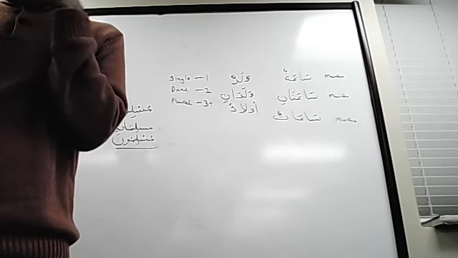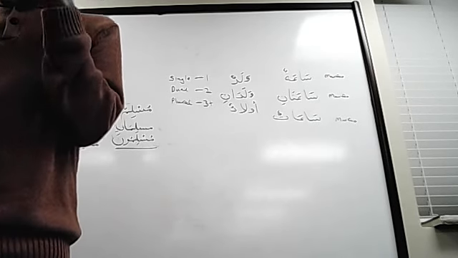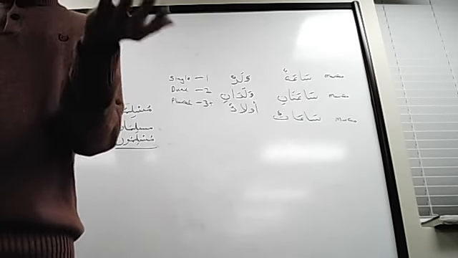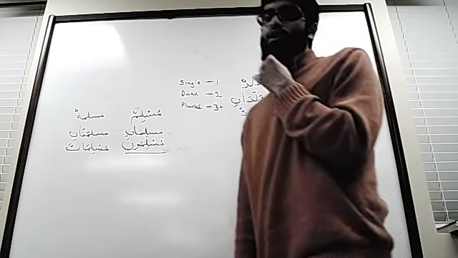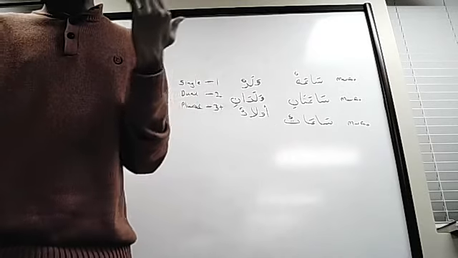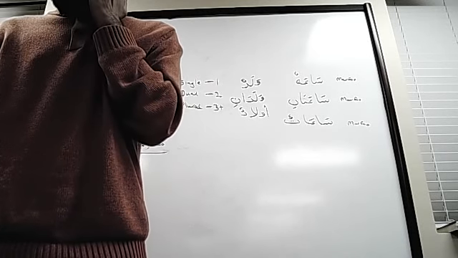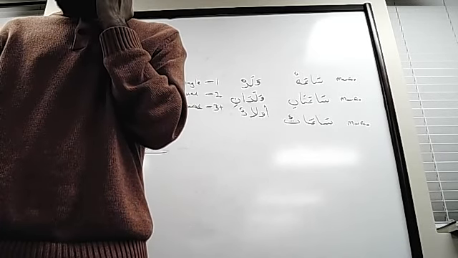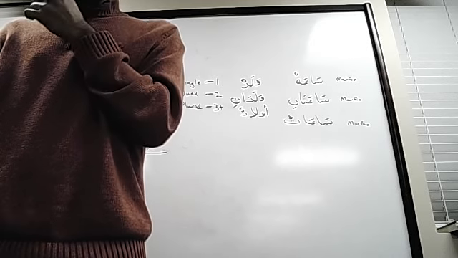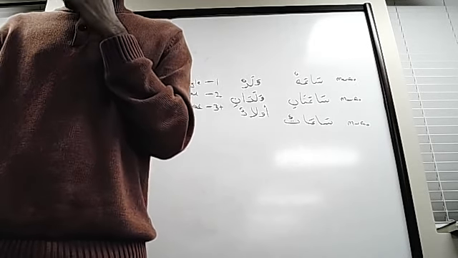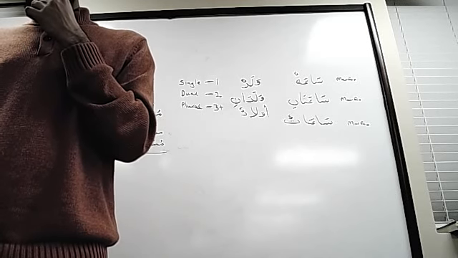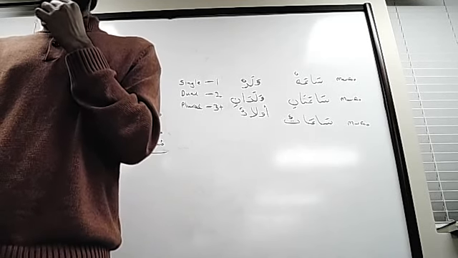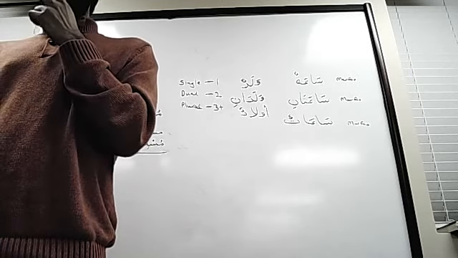The next point is that the dual of huwa and hiya is huma, right? We've already done that. We already know it. Let's read the sentences. Brother Osman, read the first one. Man hadani waladani? Who are these two boys?